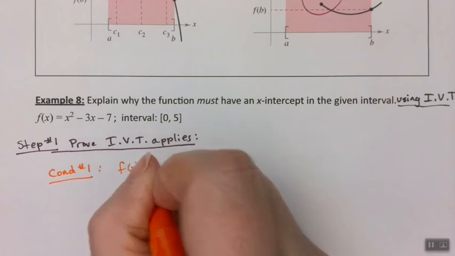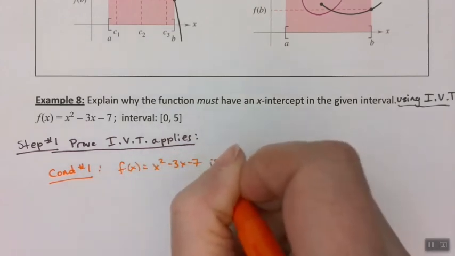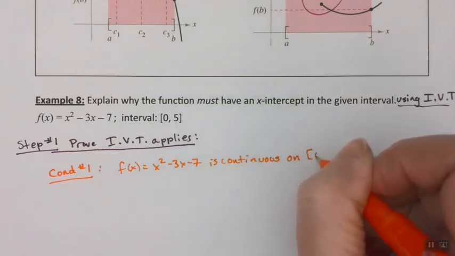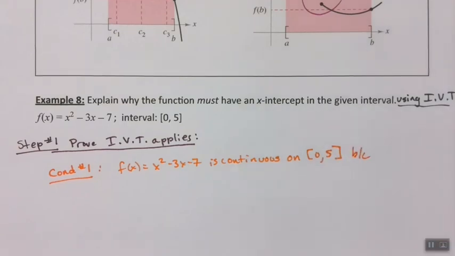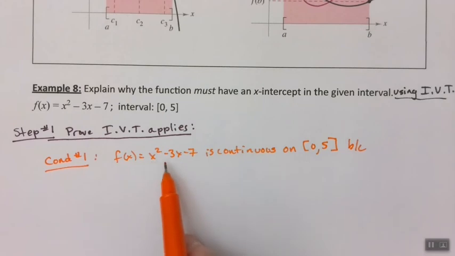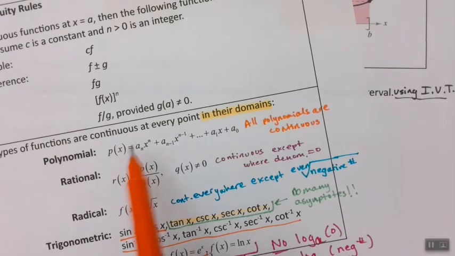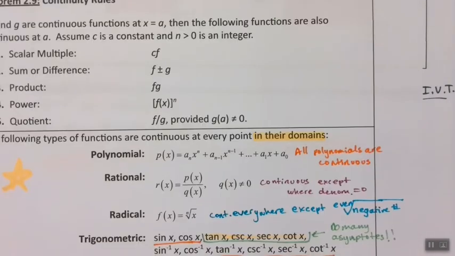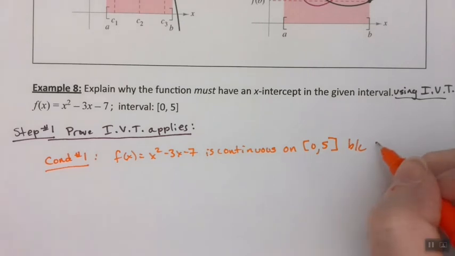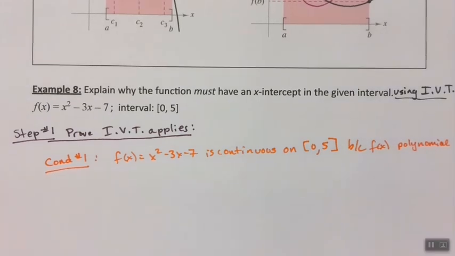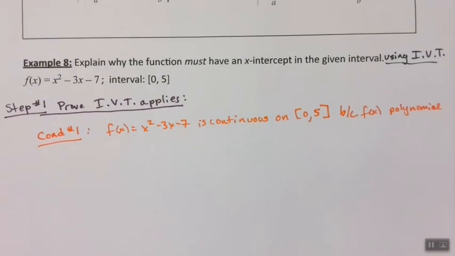So f of x equals x squared minus 3x minus 7 is continuous on [0, 5] because, we have to explain why. Well, it's because this is a polynomial. If you remember several pages ago, we said all polynomials are continuous everywhere. Polynomials, sine, cosine, here they are. They're always continuous. So because f of x is a polynomial. Polynomials, exponentials, and sine and cosine functions, and arctangent ones and stuff like that, are continuous everywhere, so we don't have to worry about them.